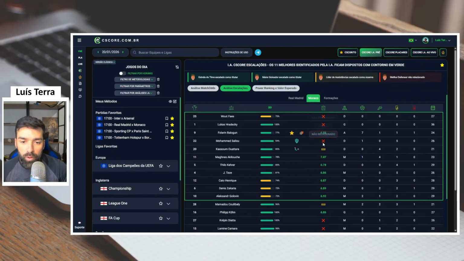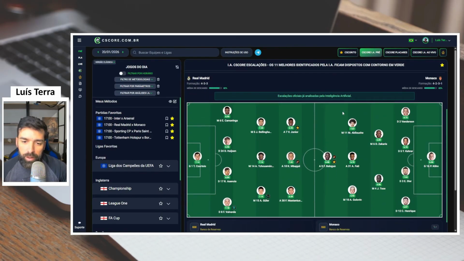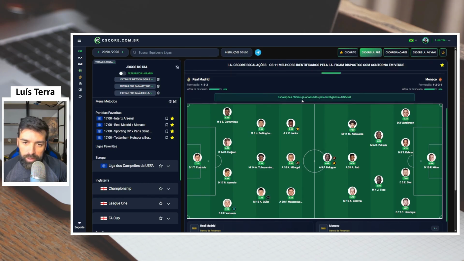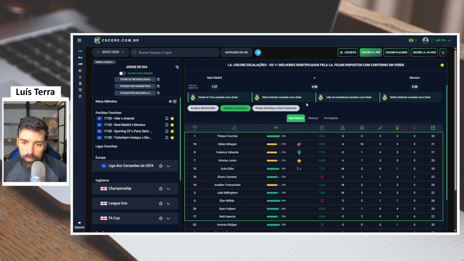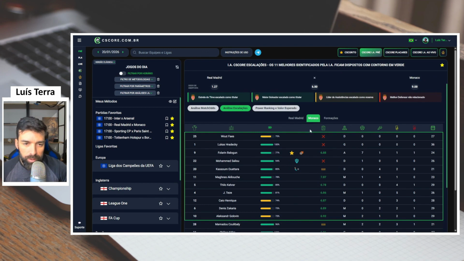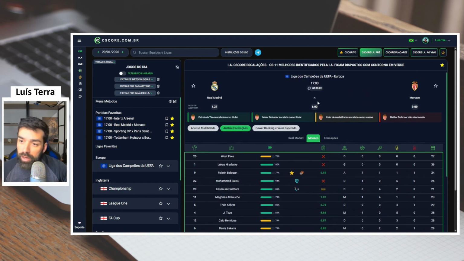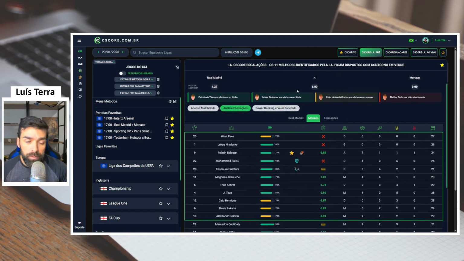And what about Monaco? How are they coming? Monaco also has some significant absences here. Lineups, I like Real Madrid's starting 11. It seems that, in terms of lineups, they're pretty similar, with Monaco actually missing even more players. So I decide that it's a good bet to make.